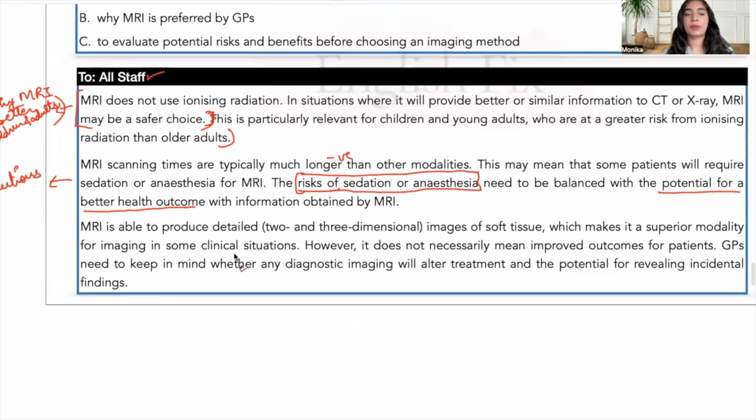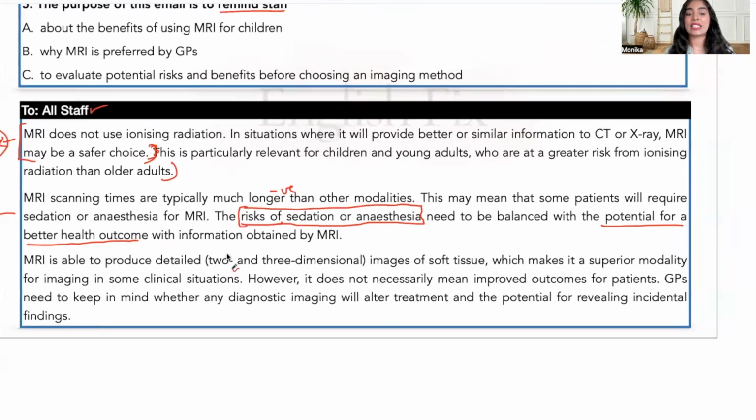And then they are saying MRI is able to produce detailed 2 and 3 dimensional images of soft tissue, which is a good thing, which makes it a superior modality for imaging in some clinical situations. Aha, something positive we have again. However, this is the formal linking word I was talking about. You can use however in your speaking and in your writing as well. Coming back to the sentence.